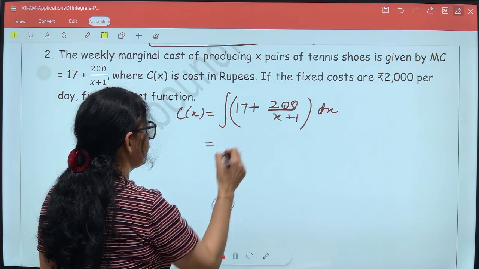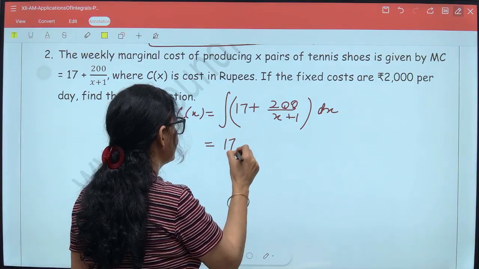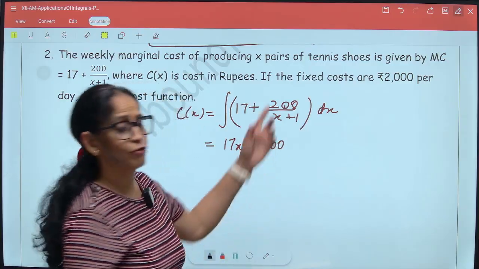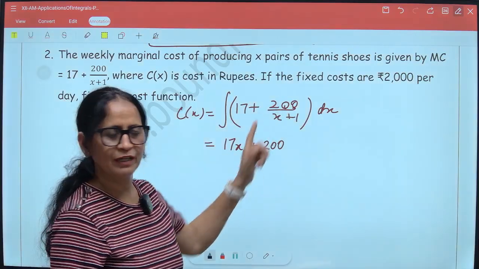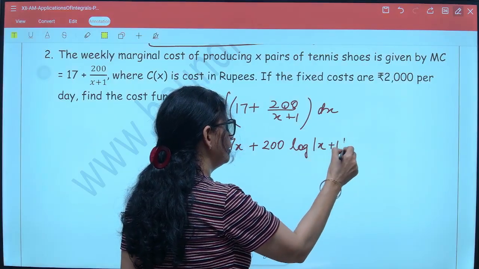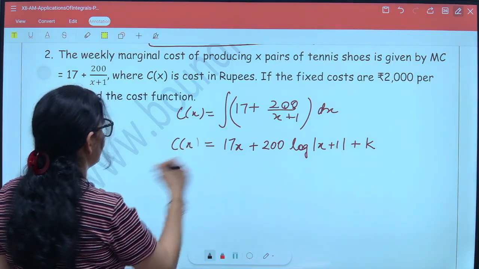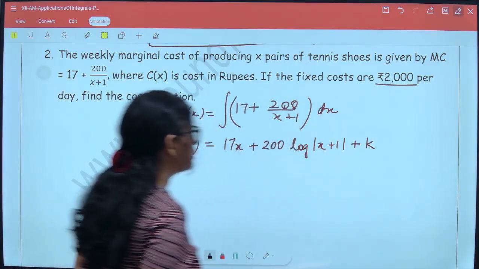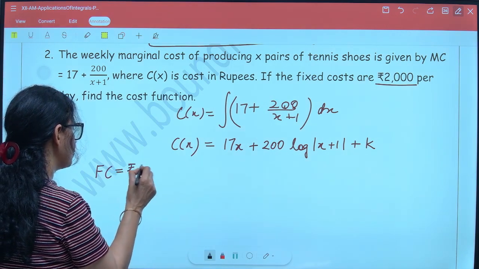Now this is again a very simple function which can be integrated. So the integral is 17x, and 200 is the constant, keep it aside. Integral of 1/(x + 1) is what? The integral of 1/x is log x. So 1/(x + 1) will be log of (x + 1) and then the constant of integration. So this is the cost function. Now the question says if the fixed cost is rupees 2000. So if the fixed cost is rupees 2000, what does this mean?